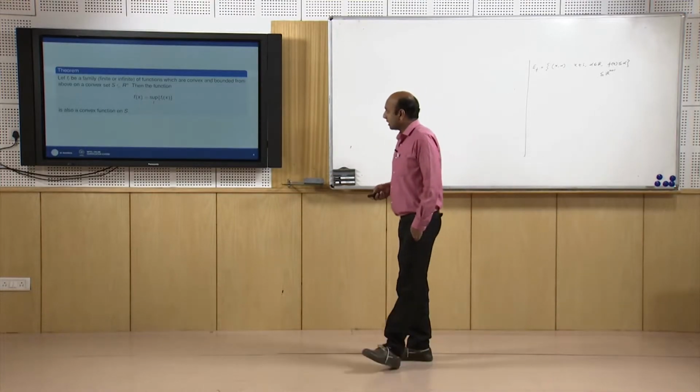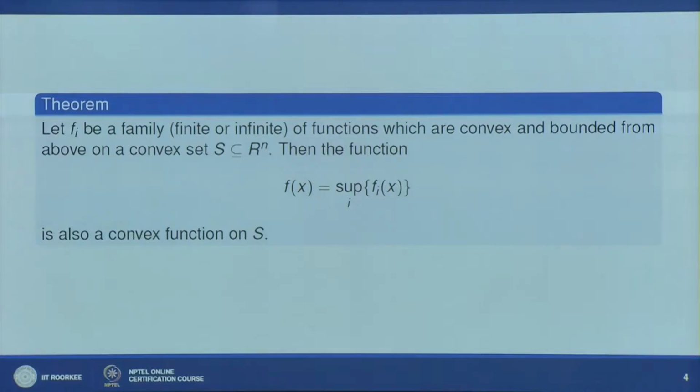Now, we have a result. Let f_i be a family of functions which are convex and bounded from above on a convex set S, subset of R^n. Then the function which is given by the supremum of f_i is also a convex function. So, let us try to prove this.